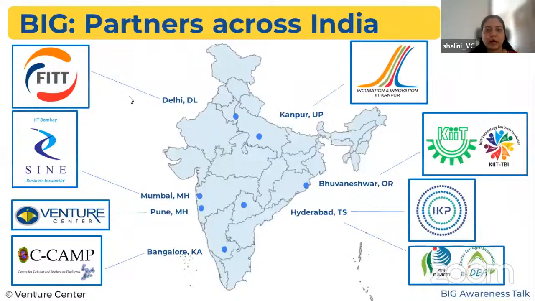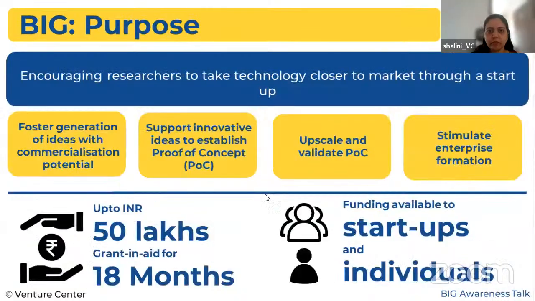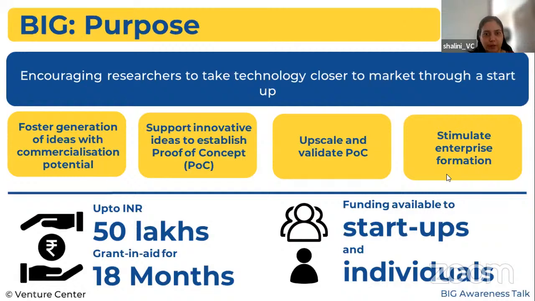So across India, we have a total of 8 partners. One such partner is Venture Center, who is implementing this program. Now, let us see the purpose of this scheme. Basically, it gives you 50 lakhs of grant in aid for a period of 18 months. The funding is available for both individuals as well as startups. Now, the funding is to foster the generation of ideas which have commercialization potential, to establish a proof of concept, to validate or upscale your proof of concept, and also to stimulate enterprise formation.